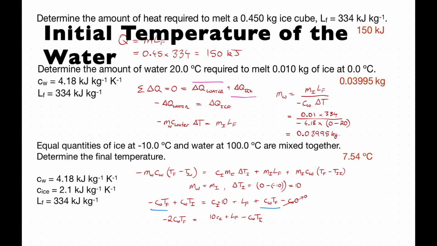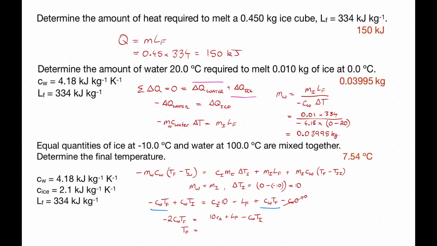Finally, I can solve for the final temperature, which is then going to be equal to what we have before, plus the latent heat of fusion minus the specific heat capacity of water times its initial temperature, divided through by minus 2 specific heat capacity of water. Once we plug all of those numbers in, we should end up with a temperature of the system, once it really reaches equilibrium, of 7.54 degrees Celsius.